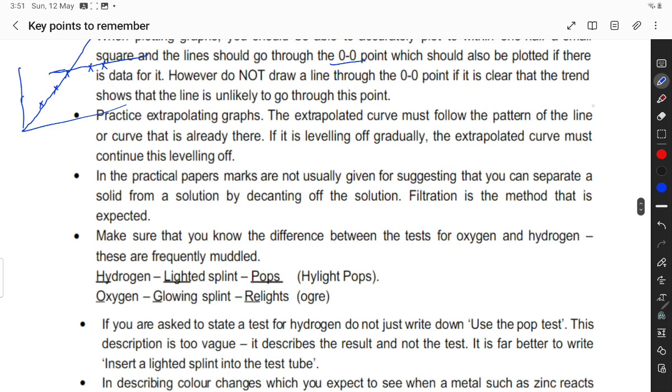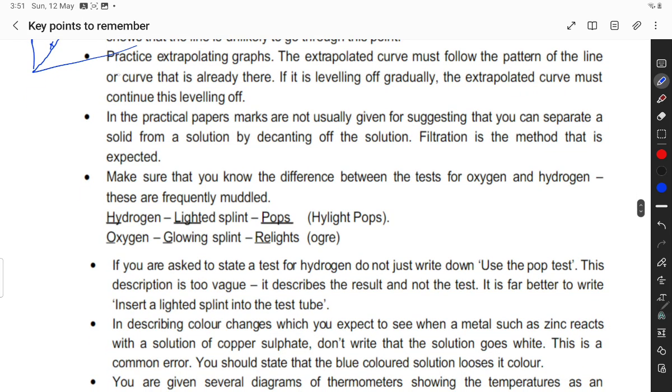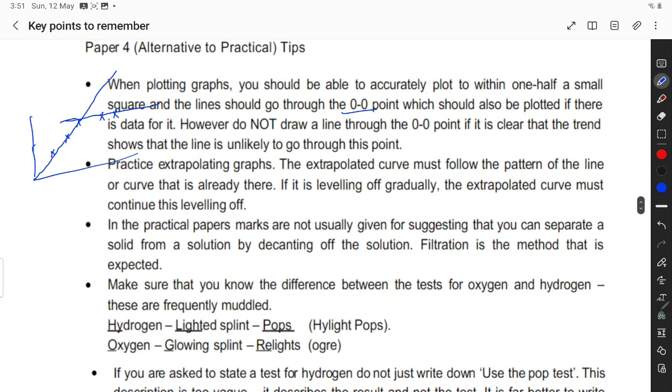Okay, if it is clear from a trend that the line is unlikely to go through this point, practice extrapolating. This is extrapolation. Extrapolate the graph. The extrapolated curve must follow the pattern of the line or curve that is already there. If it is leveling off gradually, the extrapolated curve must continue this leveling off.